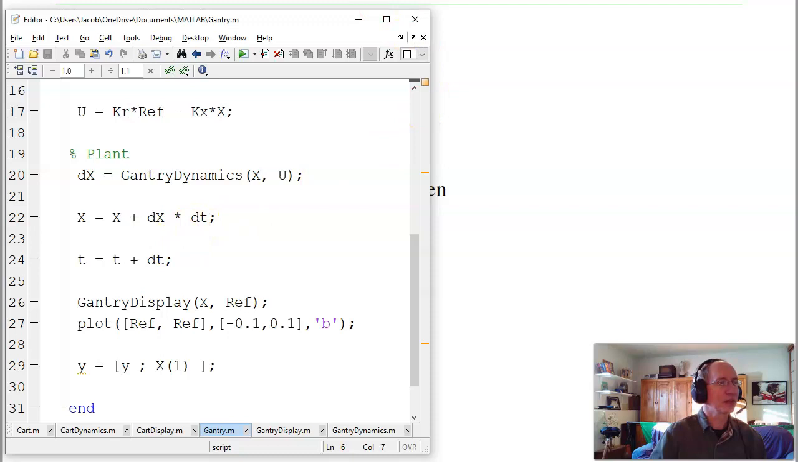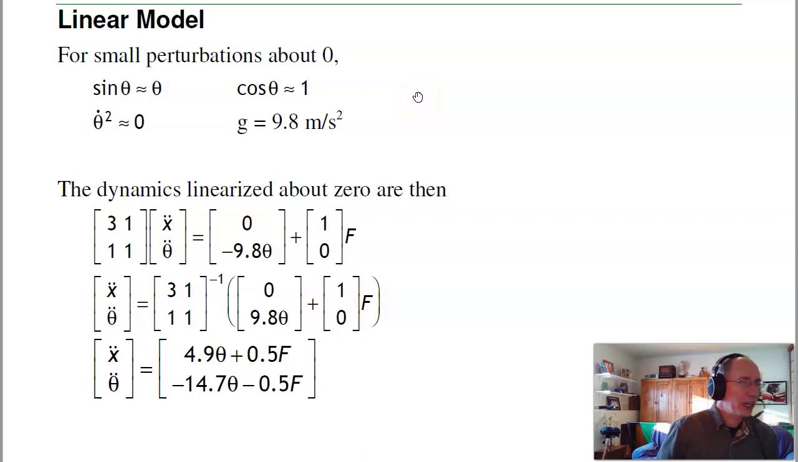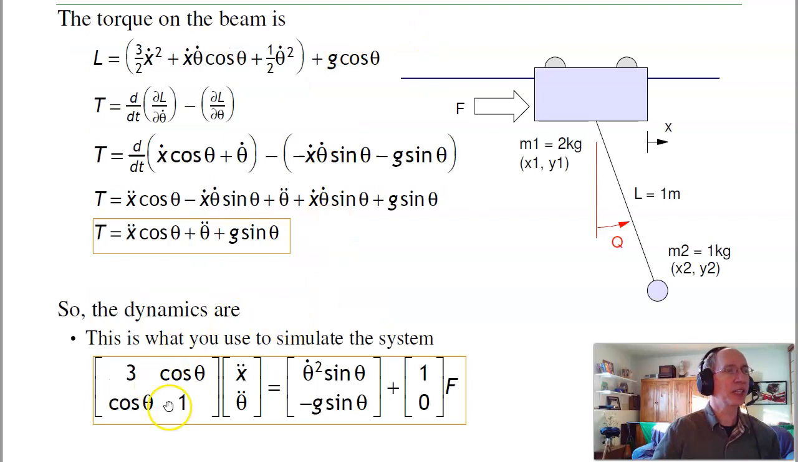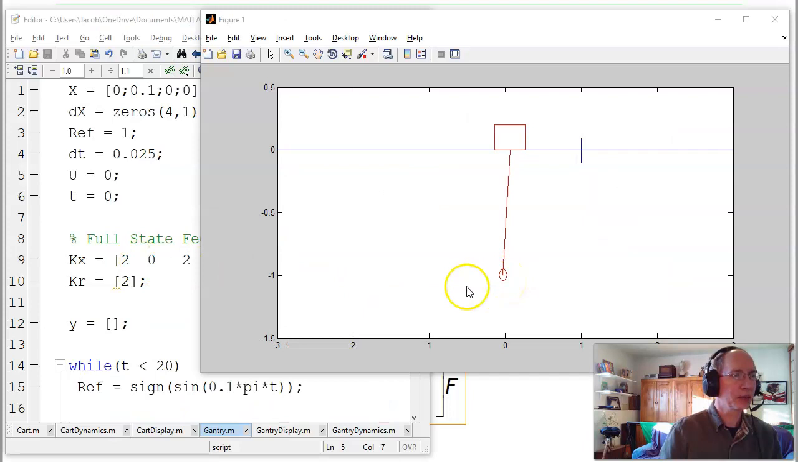Linear model. If I want to know about the eigenvalues, eigenvectors, that model doesn't really help. Eigenvalues and eigenvectors only apply to linear systems. This is nonlinear. But what I could do is do small perturbations. If I give it a small initial condition and let it run, I think it's running. I'll see it just swinging back and forth.